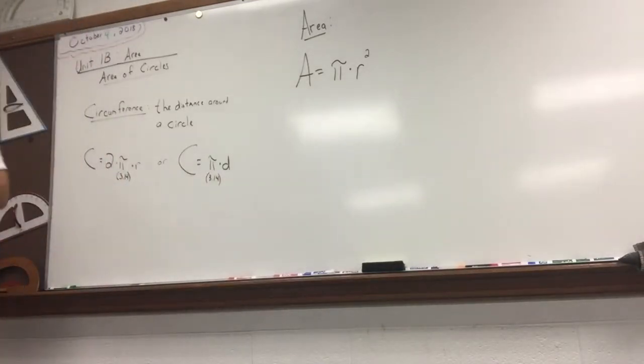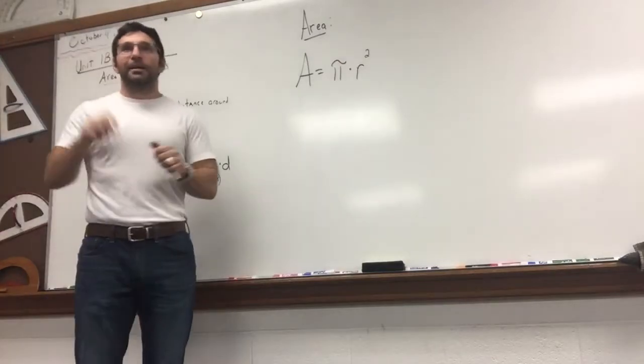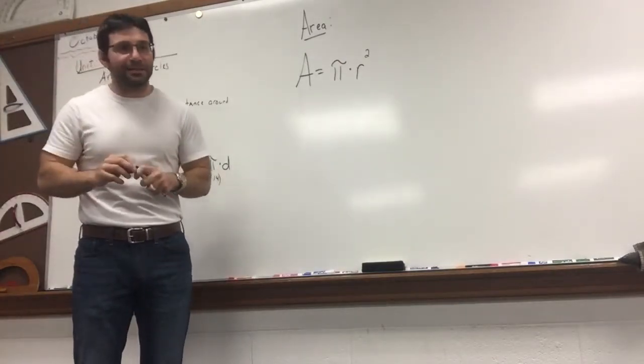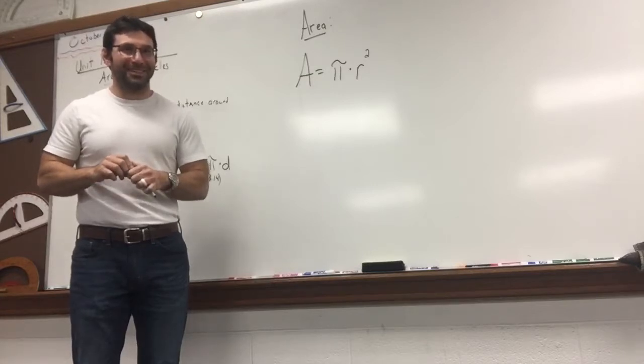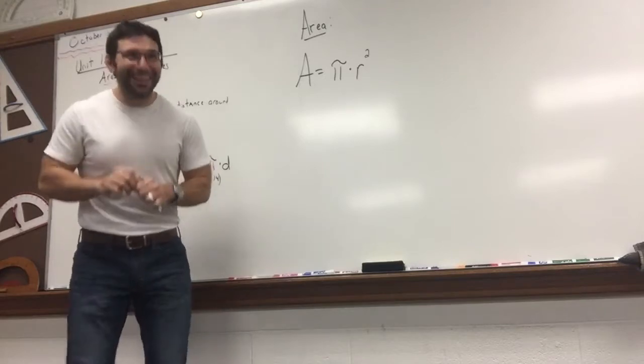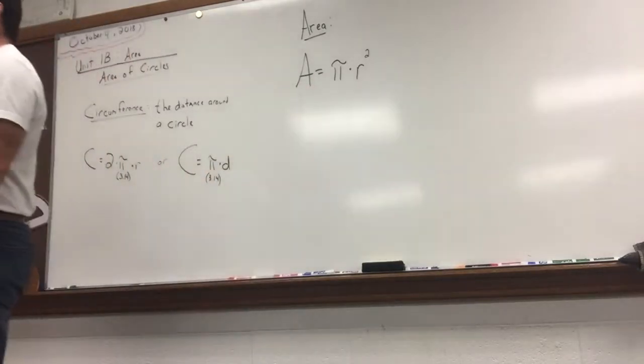Pi r squared. And there's a dad joke way back in the day where a kid's doing his math homework, dad comes in, looks over his shoulder and goes, "Pies aren't squared, son. They're round." I love being a dad so I can use these jokes. Pi r squared. R squared means r times r.